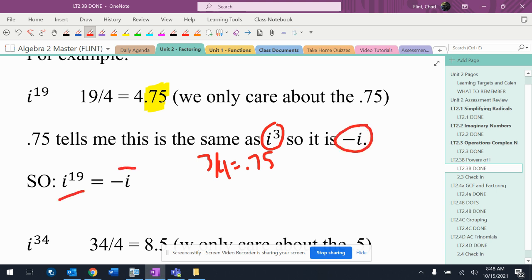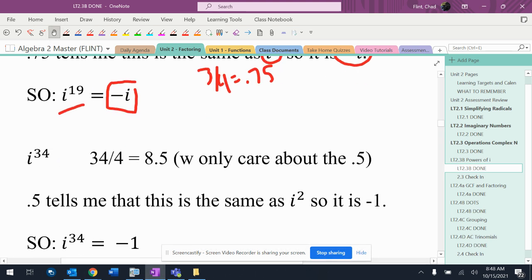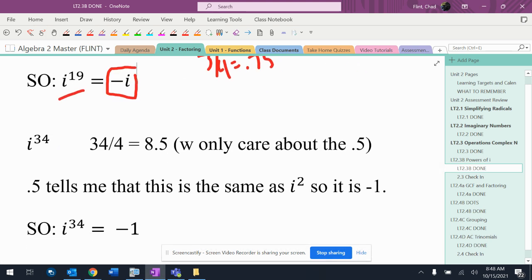So i to the 19th just becomes negative i. And that's because if I actually did 19 square roots of negative one, and then went down through and paired them all up, I would end up with a negative i when I canceled all the negatives and everything else out. So I changed an i to the 19th into a negative i. Now i to the 34th. Again, we can do literally any number.